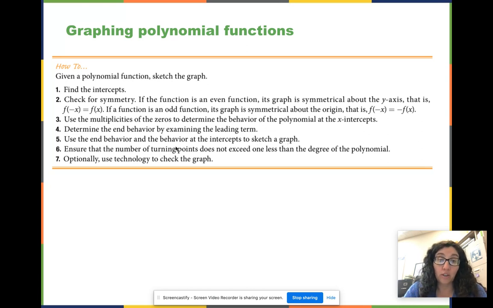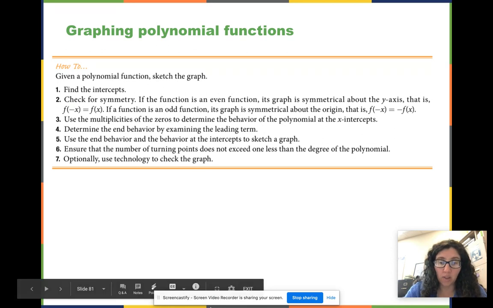And then you check yourself. Ensure that the number of turning points does not exceed 1 less than the degree of the polynomial. And then you can always use technology to check your graph. Okay, so let's just practice doing that on a few different problems. So let's go here.